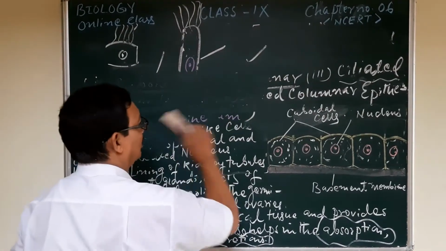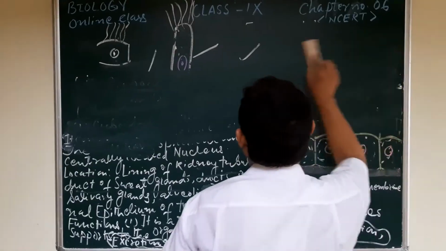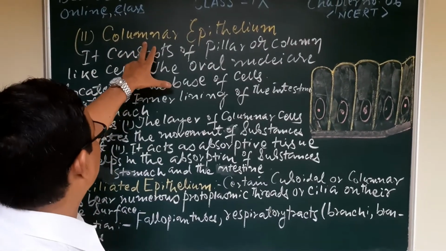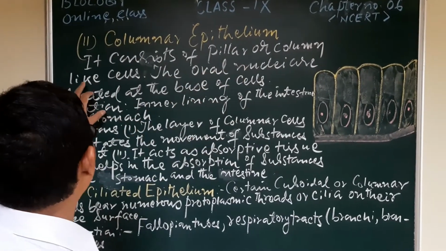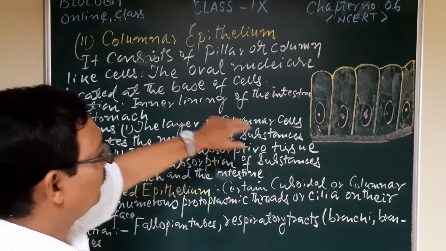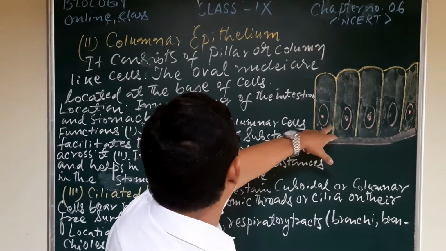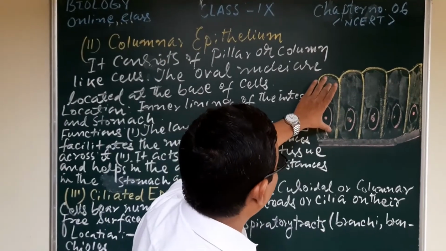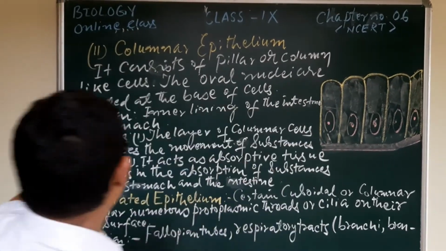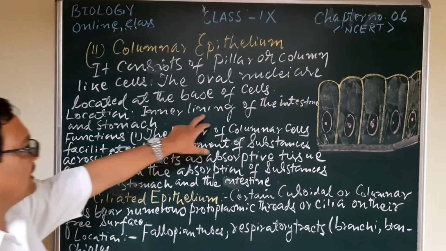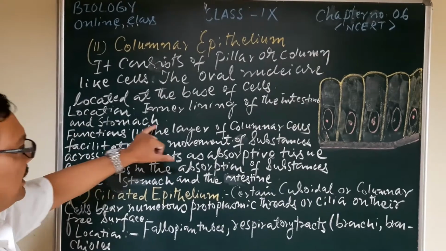अब आइए कॉलमनर. Here is the description of columnar epithelium. It consists of pillar or column-like cells. The oval nuclei are located at the base of cells. ये centrally located नहीं है, थोड़ा नीचे हट करके located है. It is located in the inner lining of the intestine and stomach.